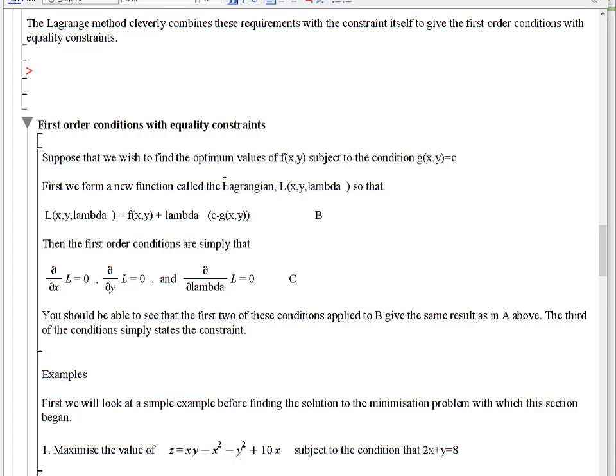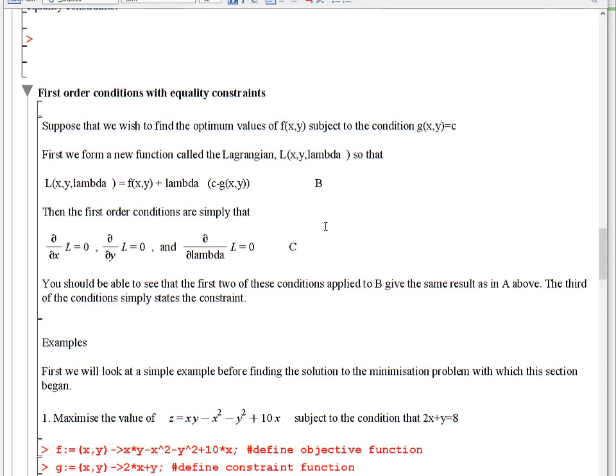The method is you make a new function which is called the Lagrangian. L, which depends on x and y, the original variables, plus a new variable that you introduce, which is this number lambda, the Greek letter. So Lagrangian of x, y, lambda, function of three variables, is equal to the original function plus lambda times, and then in brackets, the value of the constraint minus the constraint. So in a sense, this is like lambda times what you've got left before you reach the constraint, so C minus the constraint.